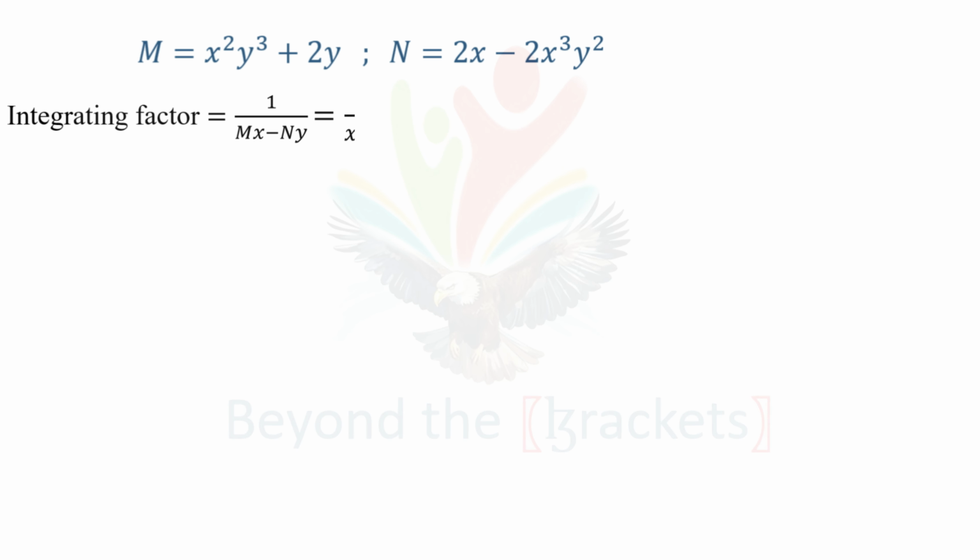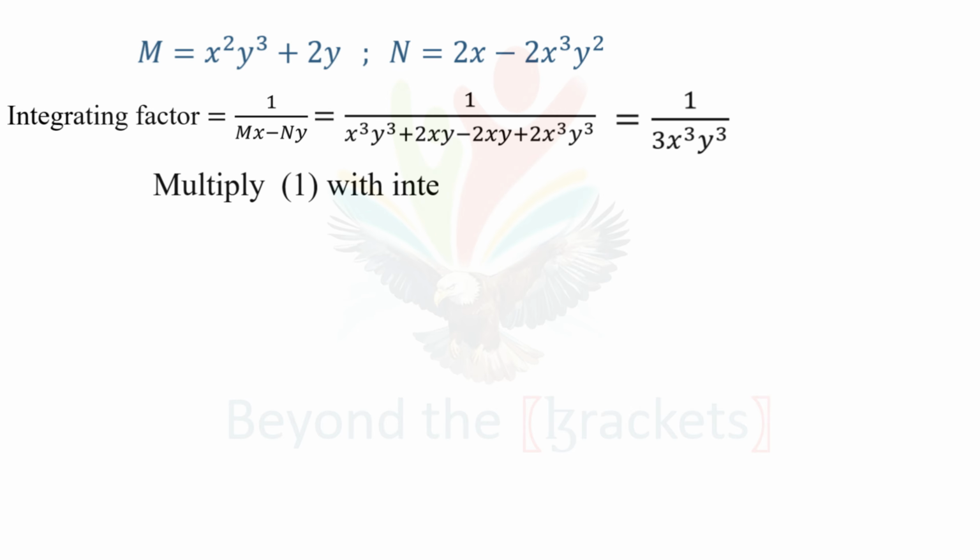Multiplying m with x, we get x cube y cube plus 2xy. Multiplying n with y, we get minus 2xy plus 2x cube y cube. So 1 by 3 x cube y cube is the integrating factor. Multiplying the entire equation 1 by this integrating factor, we make the equation exact.